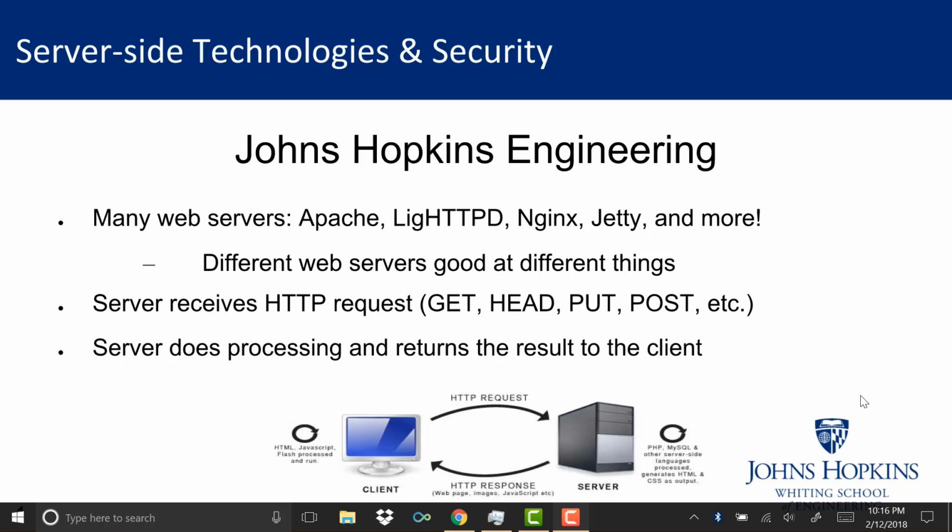This week we're going to talk about server-side technologies and security and contrast that with some of the client-side technologies that we talked about last week, which hopefully you enjoyed. At the end of last week and last week's assignment, we transitioned a little bit away from the client-side technologies over to the server side.